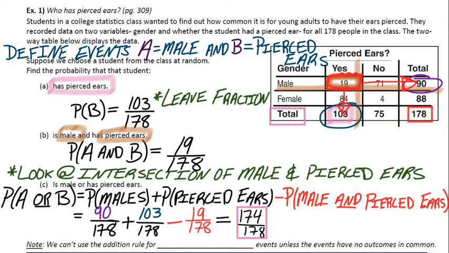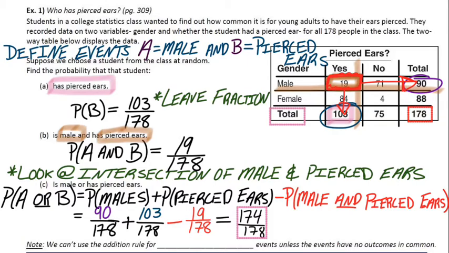So that's actually a really important concept for probability: if you want the probability of A or B, you add up the probability of A plus the probability of B, and then you have to subtract the intersection so you don't count it twice. You only want to count it once.